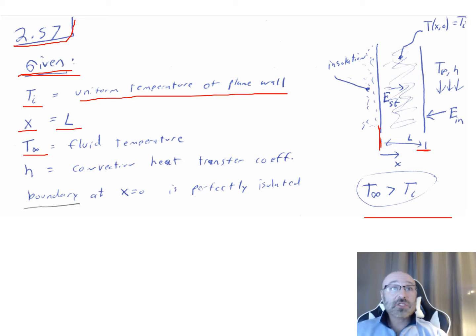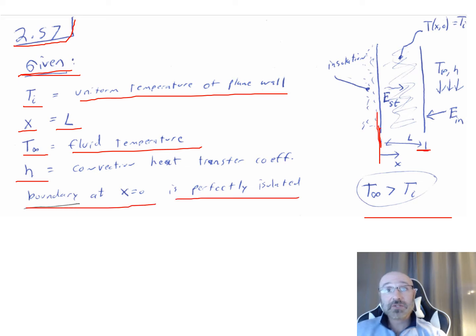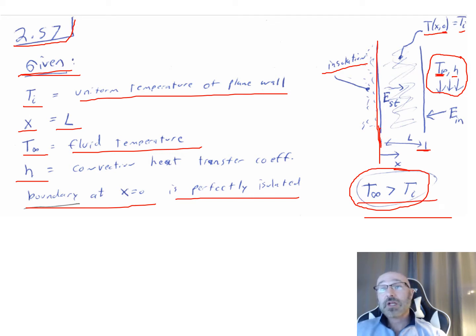We have our T sub infinity, which is our fluid temperature, and our h, which is our convection heat transfer coefficient, where our boundary at x equals 0 is going to be perfectly insulated. So at x equals 0, this right here is perfectly insulated. There's our insulation again. Now we can see there's our surrounding fluid temperature, T sub infinity, and our h, the convection heat transfer coefficient. Our initial temperature when time is equal to 0 is T sub i. And we have the relationship that the temperature of the surrounding fluid, T sub infinity, is going to be greater than our initial temperature.